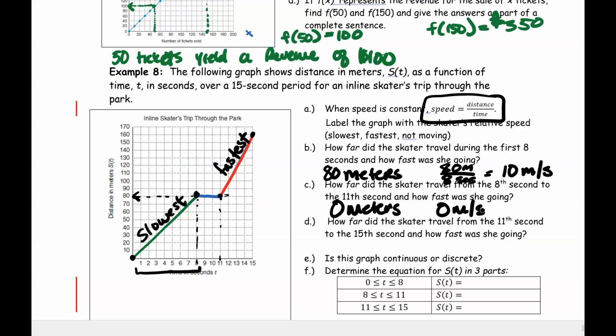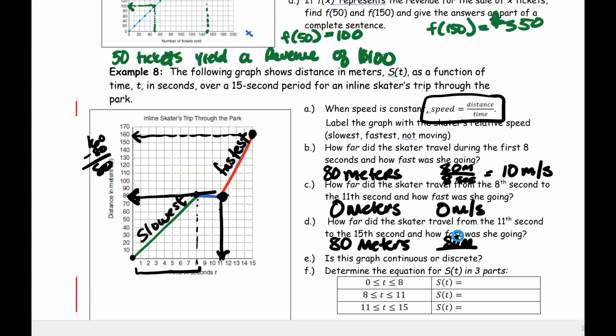And then how far did the skater travel from the 11th second? So that looks like this is 11. So from here to here, it looks like she started at 80. We're going to look over to the y-axis at 80, and then at the top when she finished, she was at 160. So 160 minus 80, it looks like she traveled 80 meters. And that's the same distance as that first section, but let's look at why we're saying this is fastest.